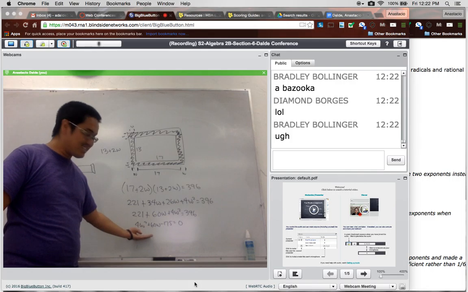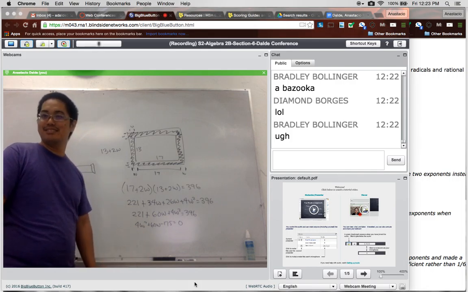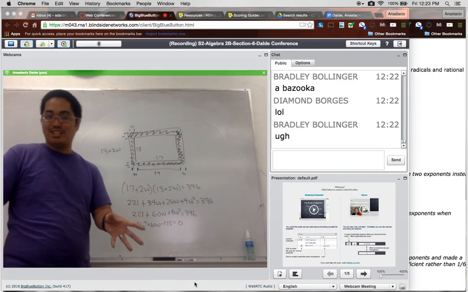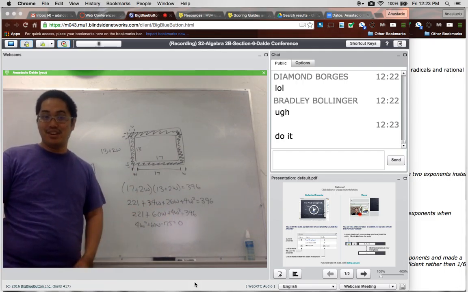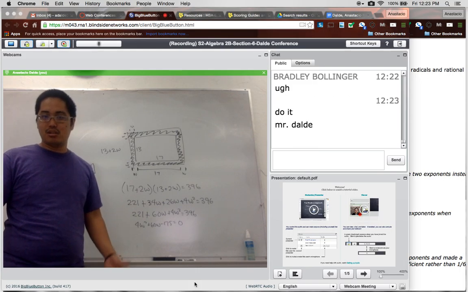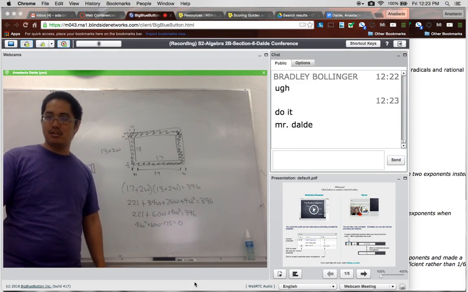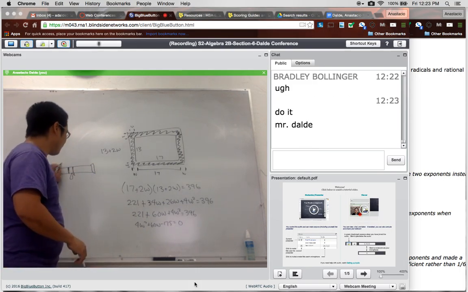I just plug this stuff into the quadratic equation. Because we could try to do this cute thing where maybe we could factor this side out and figure it out and all of that kind of stuff. Maybe we can complete the square. No, just quadratic equation the thing. Bradley's asking me to do it. Fine, I'll do it for you.